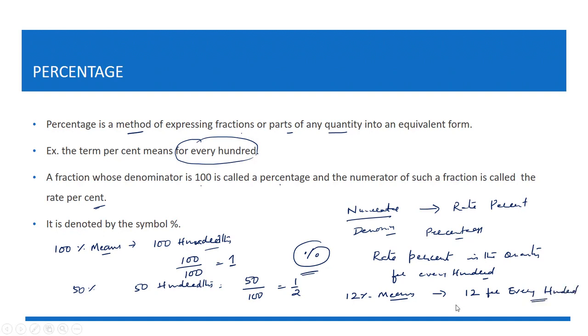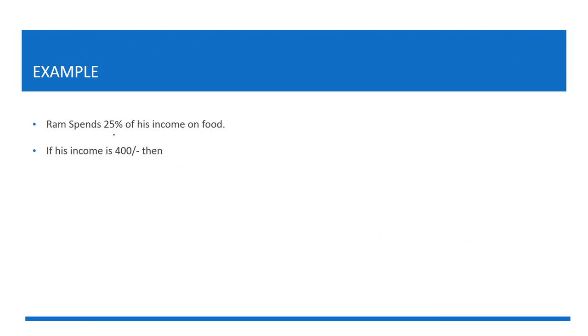Okay, let us check this. Suppose Ram spends 25% of income on food. If his income is 400 rupees, then how much money has he spent on food? That is what we need to calculate. Here it means that for every 100 he earns, he is going to spend 25 rupees on food.